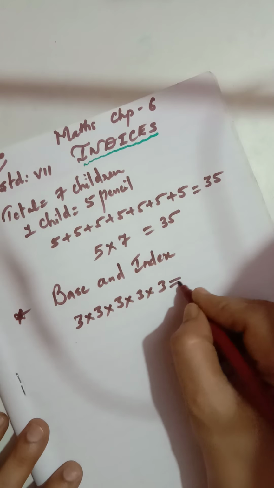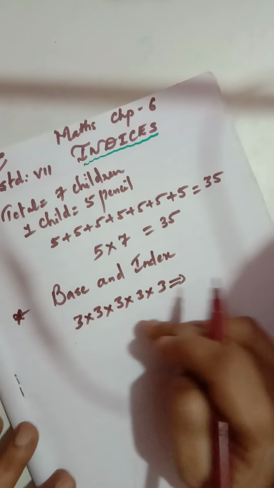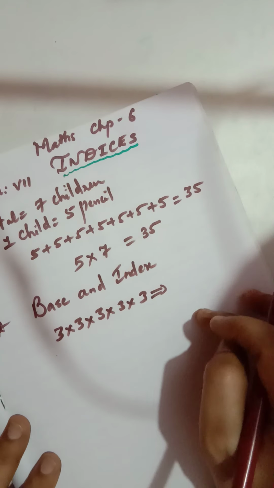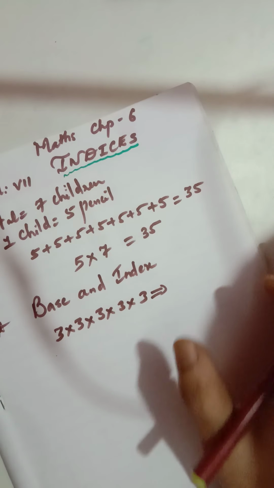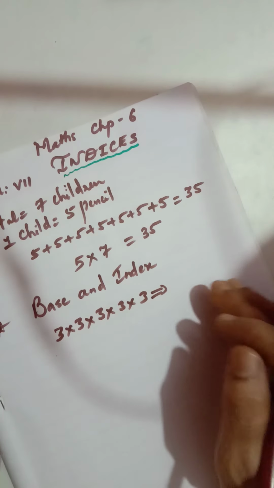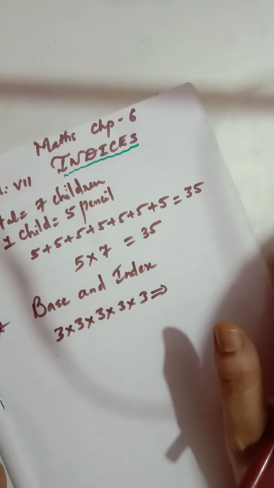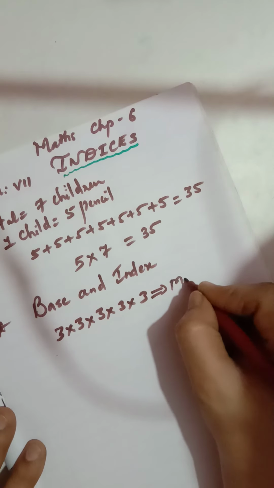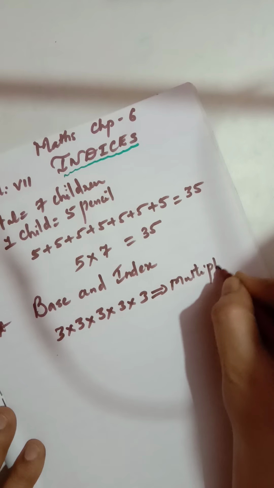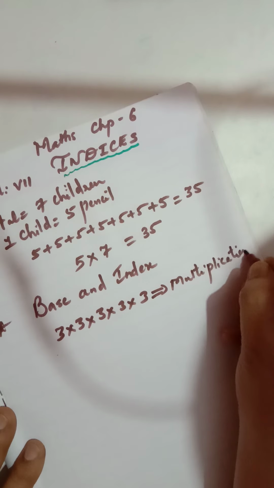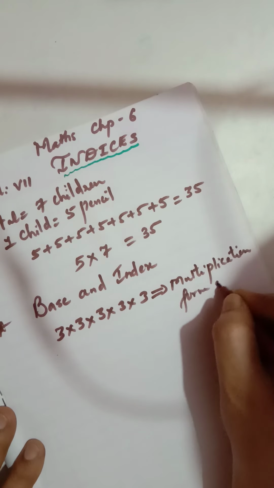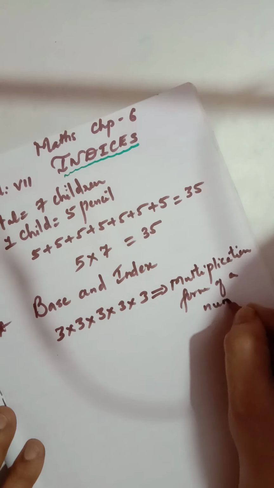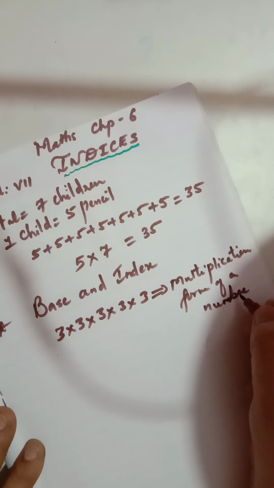So when I am writing a multiplication of the same number this way, we can say this is a multiplication form of a number. This is the simple multiplication form of a number, where you are showing it using the multiplication sign.